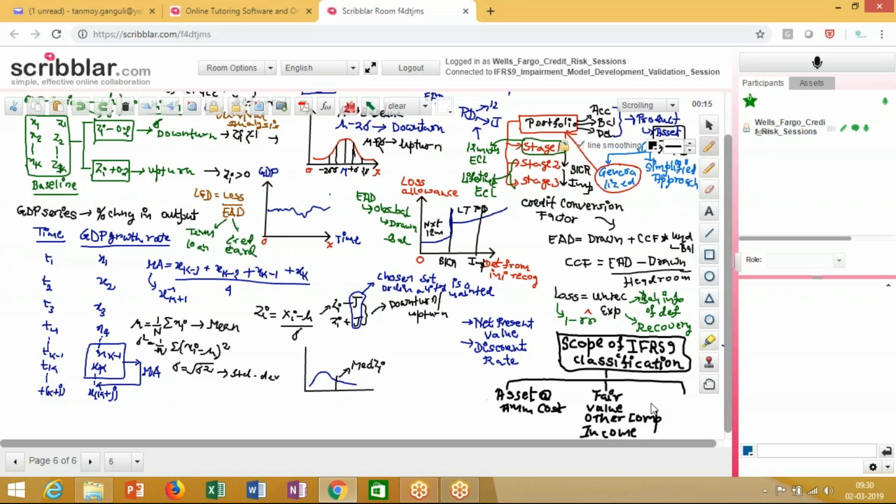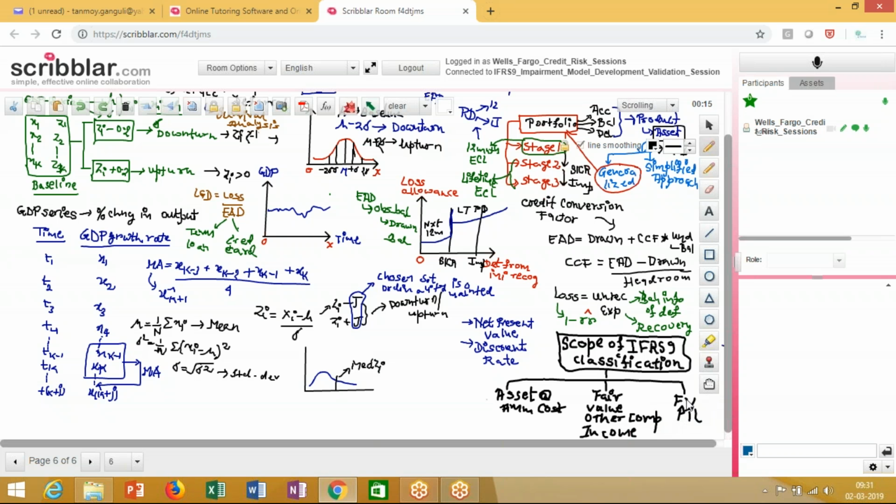Now the next part that we have over here is fair value through other comprehensive income, and the final classification that we have is fair value through profit and loss. Fair value through profit and loss account, FVTPL.